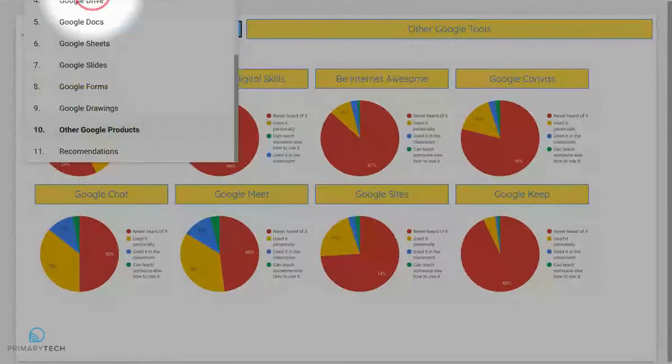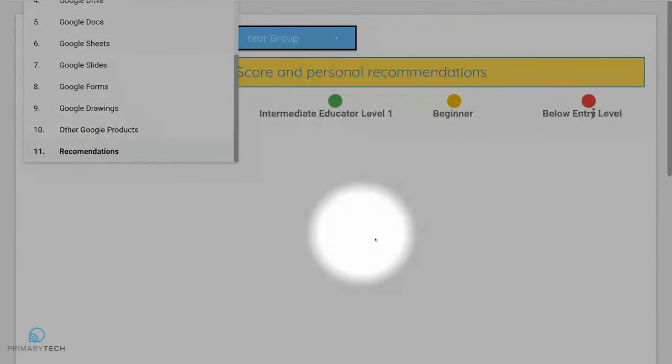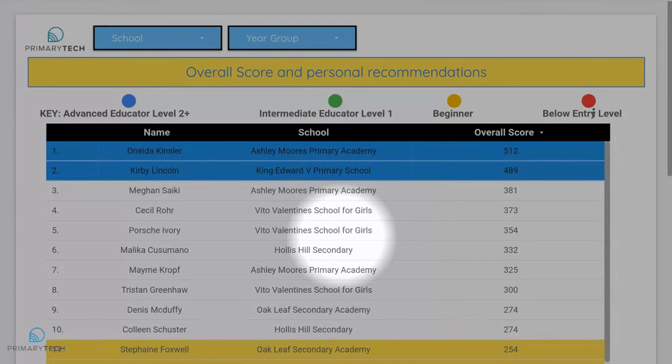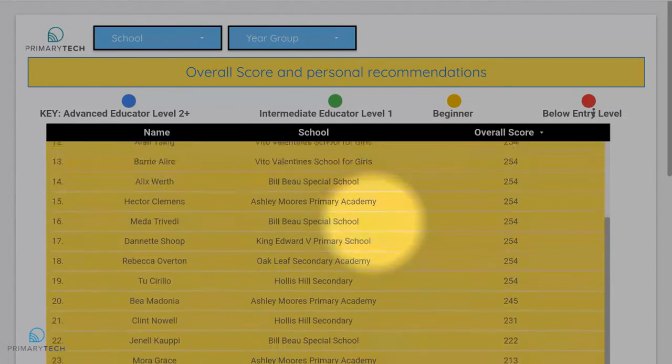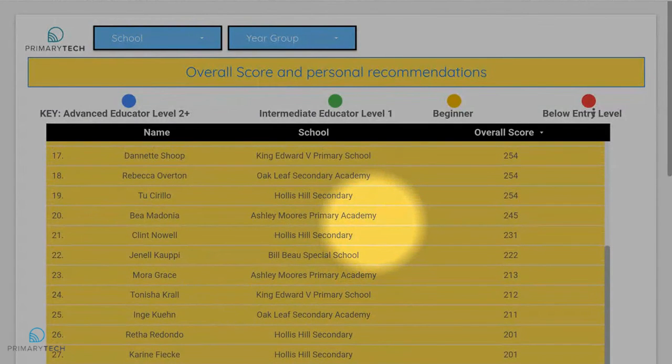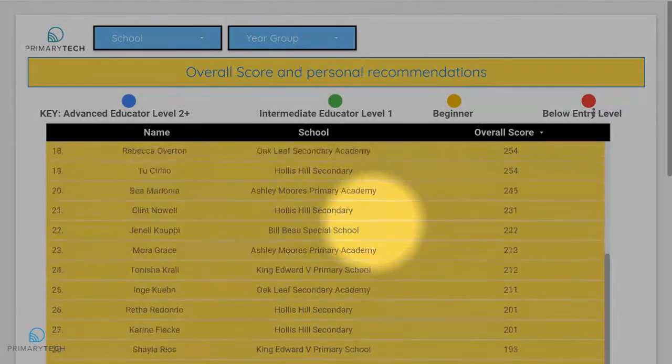Once you've analysed the data and had a quick look through, we can look at some recommendations. And we split our staff into various different levels. So looking at this from the overall score, we've got 2 staff members that are ready to do the Advanced Google Educator Level 2 training course, and that is something that Primary Tech can help with. We've got quite a few in this intermediate section ready to do level 1, and then there's also some staff who are classed as beginners, who would maybe need a little bit more coaching, maybe one-to-one sessions or some of our training courses to get the best out of G Suite.